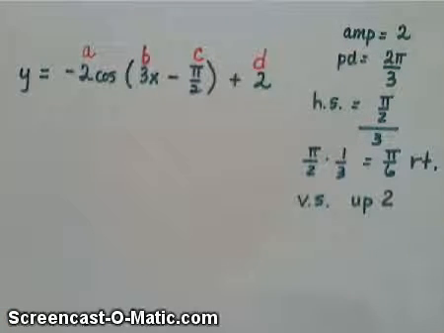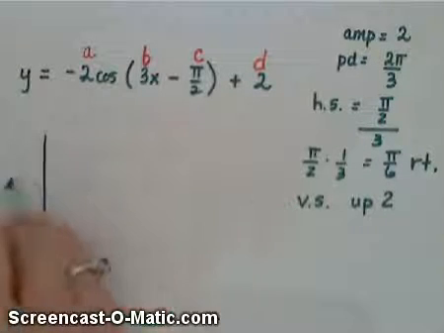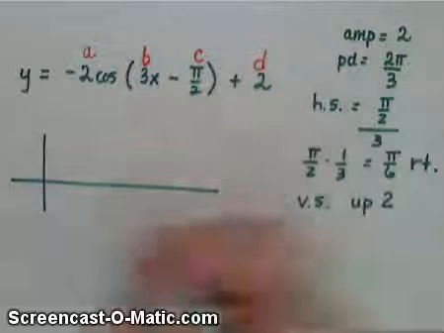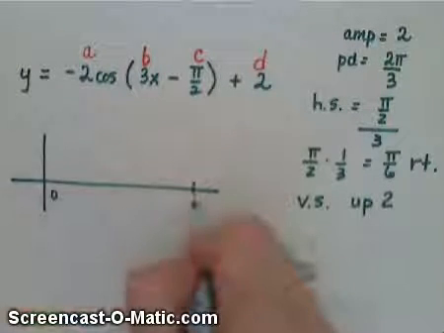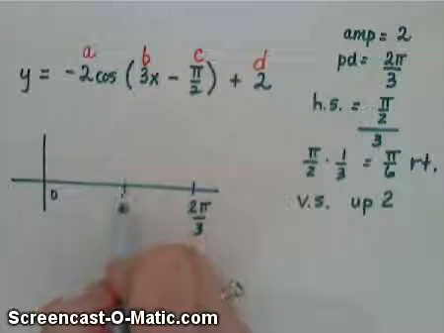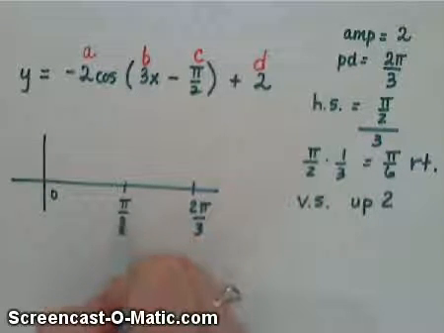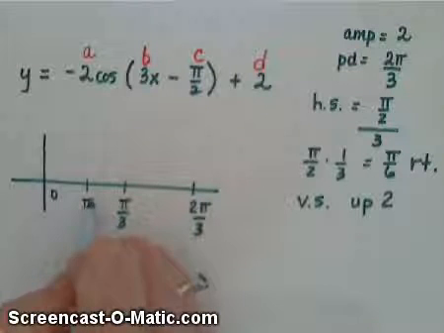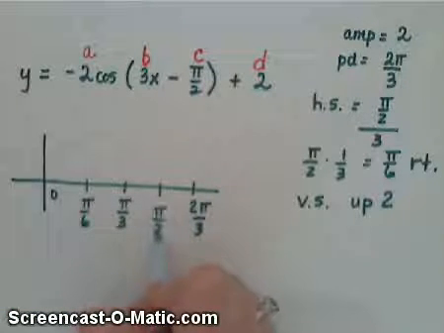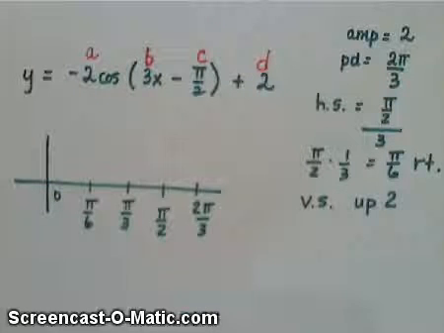Now that's pretty complicated. So let's take it step by step. All right, here we go. First, let's lay out a period of 2 pi over 3. So that's going 0 to 2 pi over 3. And half of that is pi over 3. And half of that is pi over 6. And times 3 is pi over 2. Okay, I'm going to kind of check this off as I go.